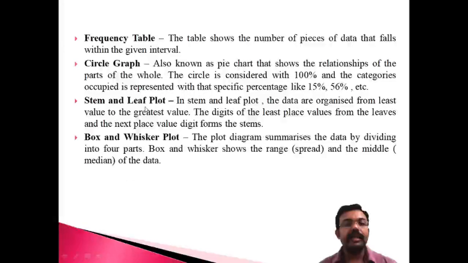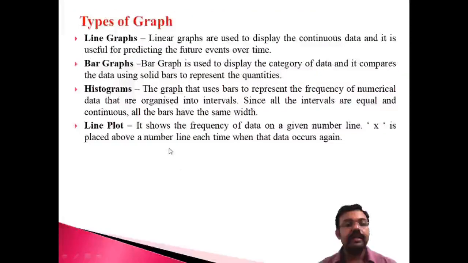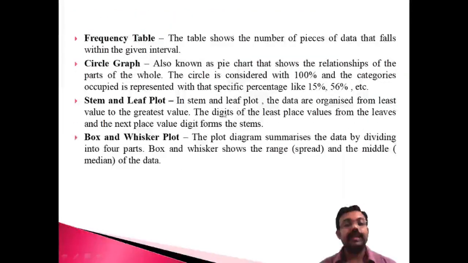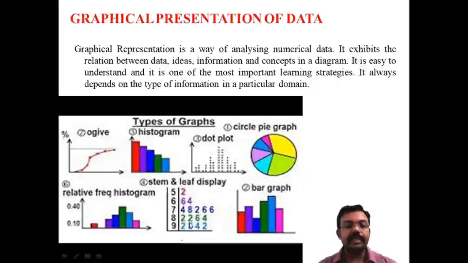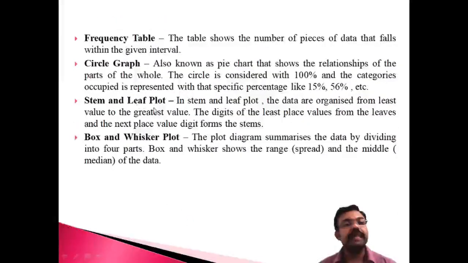And another one is the stem and leaf plot. This is another category of graphical representation. The data are organized from the least value to the greatest value. Here you can see the data arranged from the least value to the greatest value. The digits of the least place values form the leaves, and the digits of the next place values form the stems. This is known as the stem and leaf plot.